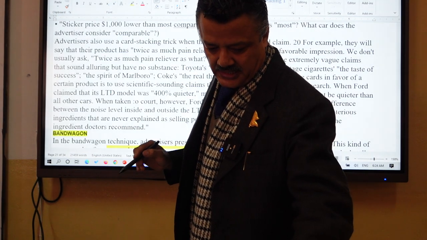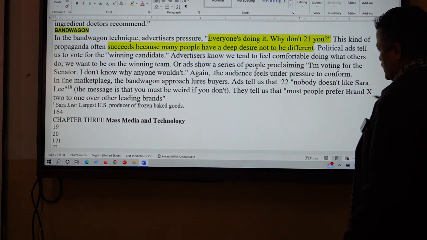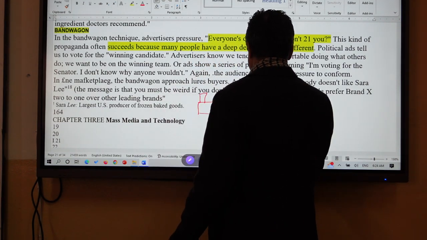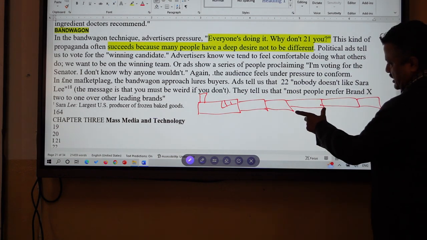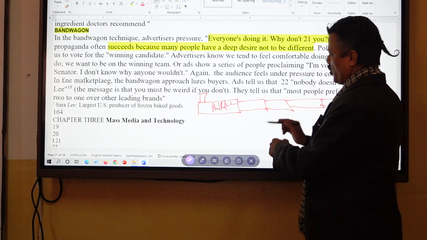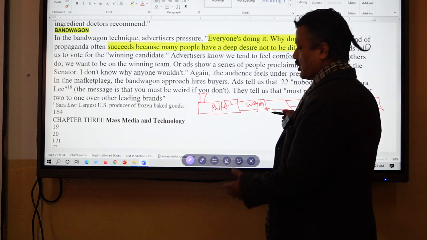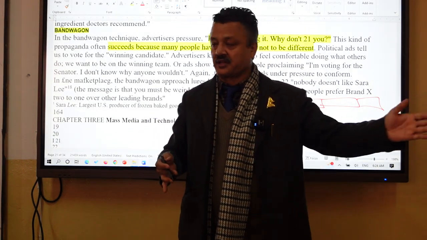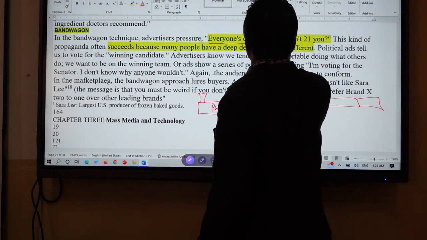Bandwagon. You know, bandwagon, here is an engine, right? Engine, railway engine. And you have wagons, right? So all these compartments move because this engine pulls them. So they go where the engine goes. They go where the engine takes them. These are wagons. We call them wagons, compartments. And band means being together, like a band of sheep or animals together. In the bandwagon technique, advertisers pressure: everyone is doing it, why don't you?